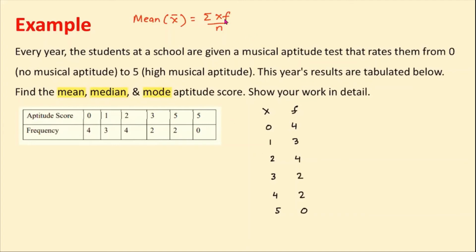To find the mean, we need f multiplied by x, or x multiplied by f. So let's do that multiplication. First, we have 0 multiplied by 4, that is 0. Then 1 times 3, that's 3. 2 times 4 is 8. 3 times 2 is 6. 4 times 2 is 8. And then 5 times 0 is 0. Those are the products. Now, let's add them.